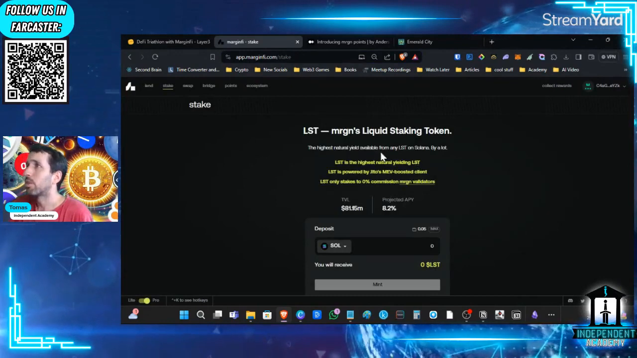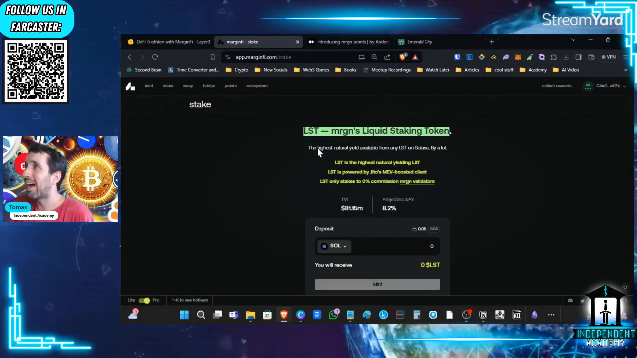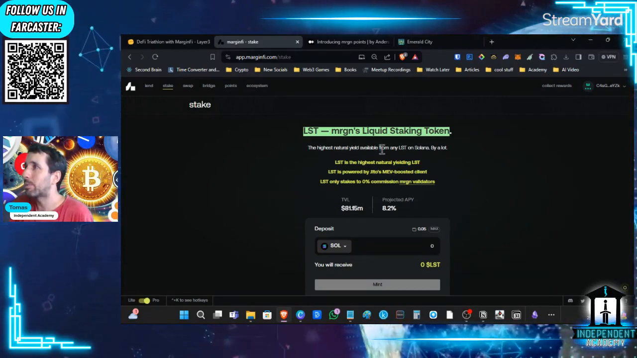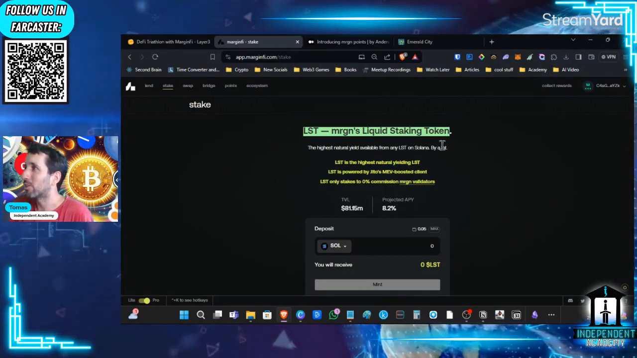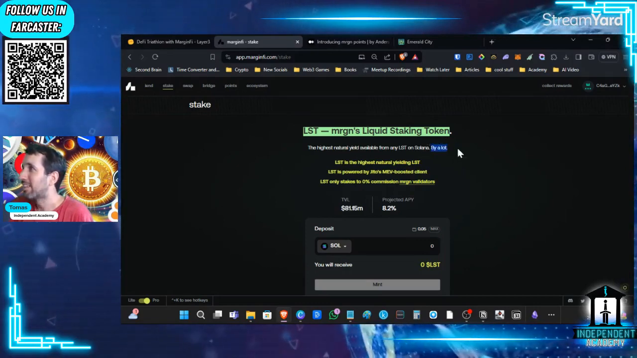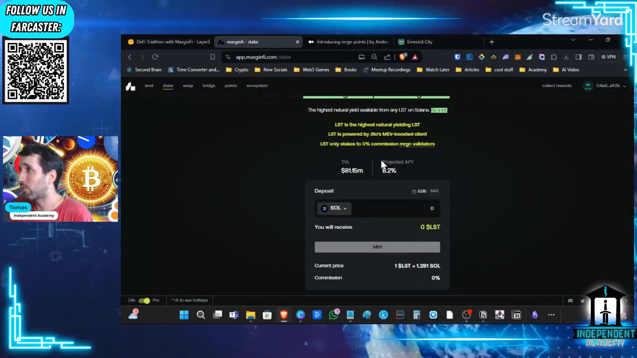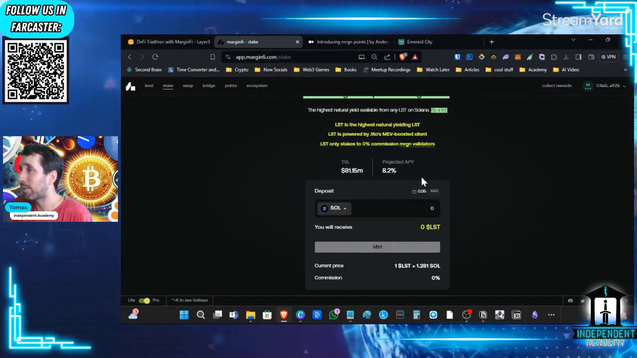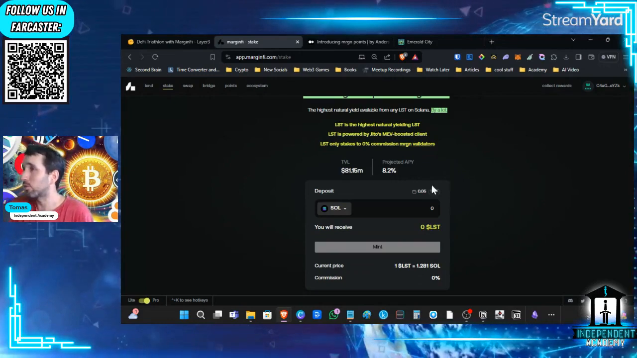Okay, here we go. So the LST is the liquid staking token. It is the highest natural yield available from any LST on Solana by a lot. Of course, this is what they say. They will always claim that, but actually I'm looking right now, the projected APY is 8.2. From what I've seen so far in Solana, it is true.